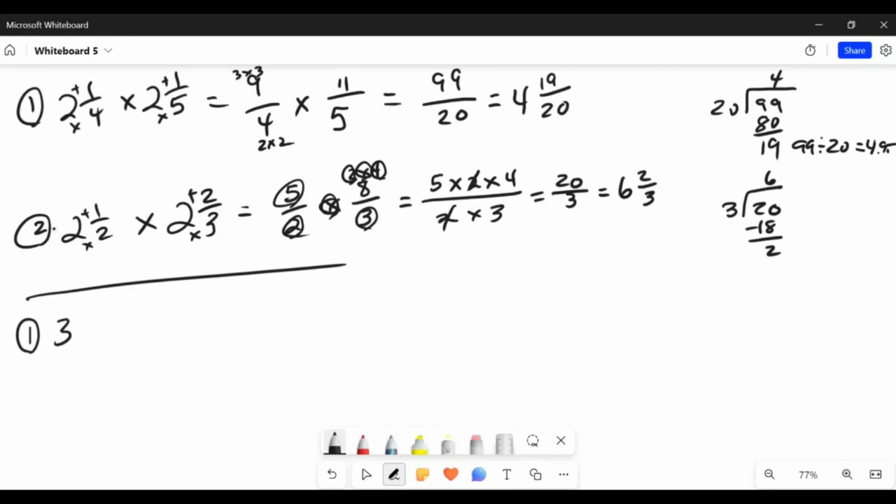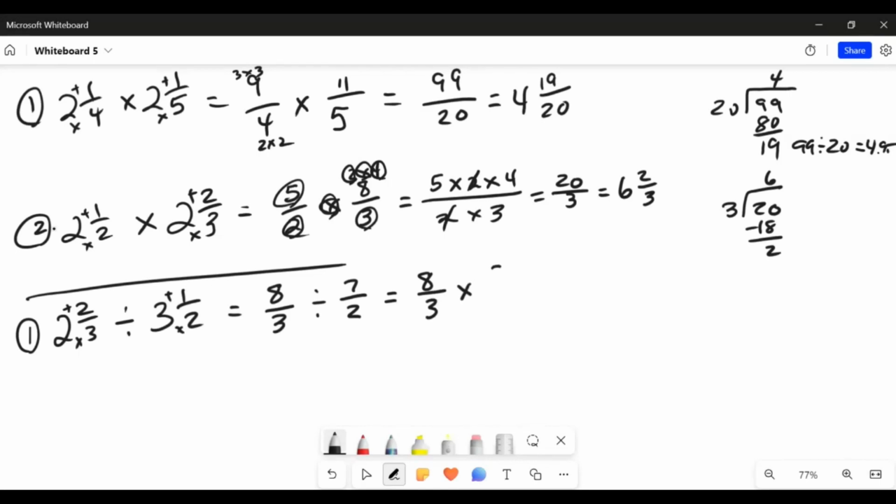On number 1, we have 2 2/3 divided by 3 1/2. Multiplying and dividing mixed numbers, you have to change them back to improper fractions. 3 times 2 is 6, plus 2 is 8 thirds, divided by 3 times 2 is 6, plus 1 is 7 halves. When we divide fractions, we keep, change, flip.